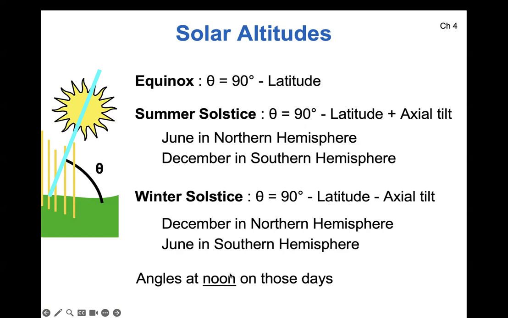And in all cases, the angle that we're referring to, just as a reminder, the angle in the figure, the angle measured relative to the horizon, is always at noon. So always assume that we're talking about the sun's location at noon, which is its peak location on that day.